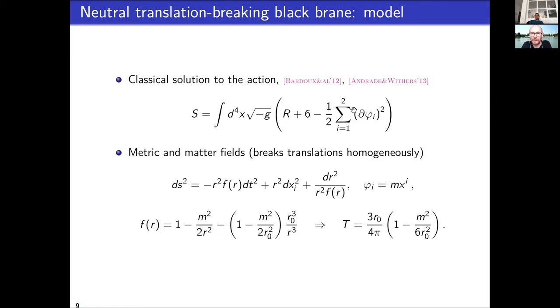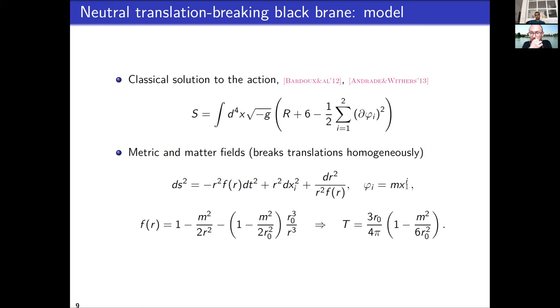And then we have this extra set of scalar fields. The nice thing about this theory is that it has analytical black hole solutions, which were worked out first by people in Orsay, Christos Charmousis and collaborators, and then revived by Thomas Andrade and Ben Withers in the context of holography a little bit later on. This is what the ansatz looks like. It's very simple, and you can see that this is just a small modification of Schwarzschild due to this parameter m right here. Now, the way that m enters, we see these are scalars, and we fix them to be linear in x. x is the spatial boundary direction.